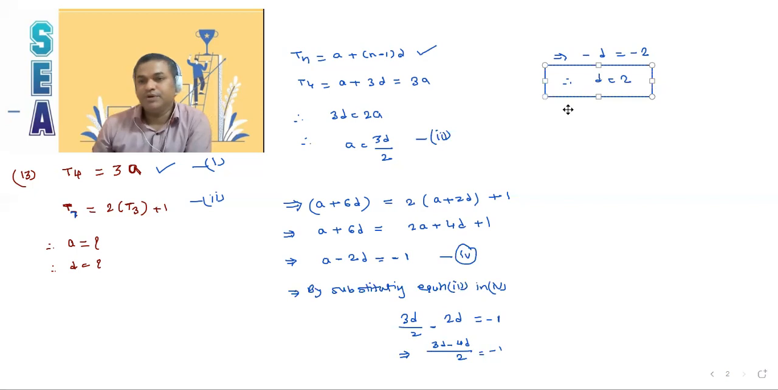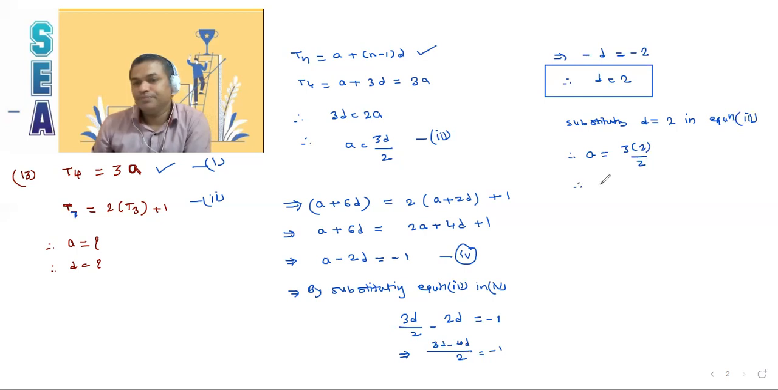एक बार हमें D is equal to 2 मिल गया, so we can certainly say that substituting D is equal to 2 in equation 3. So therefore A is equal to 3 into 2 divided by 2. Therefore A is equal to 3. So we got the answer, A is equal to 3.